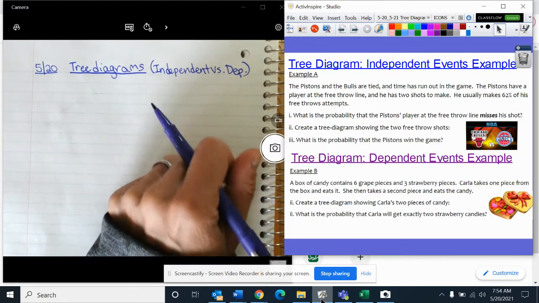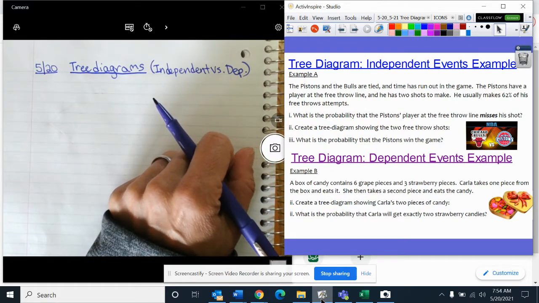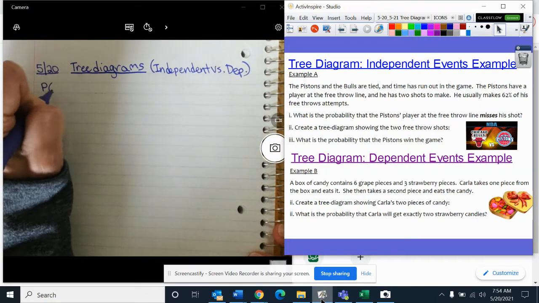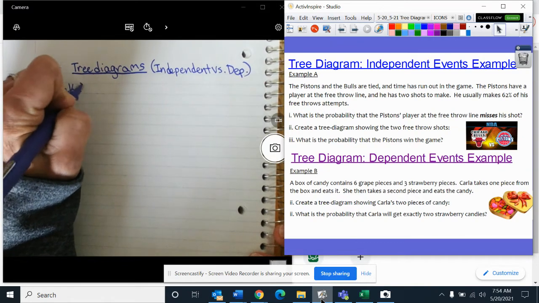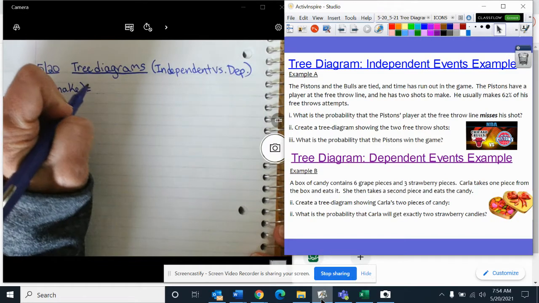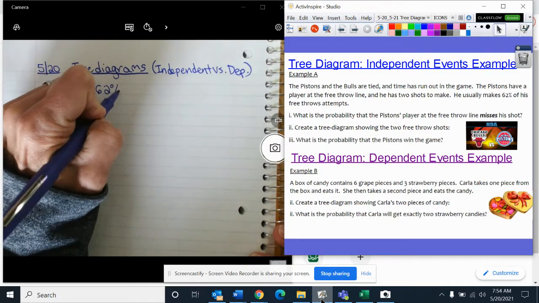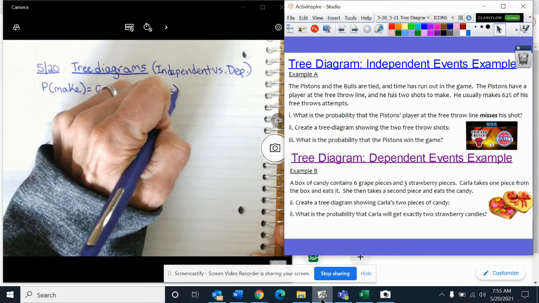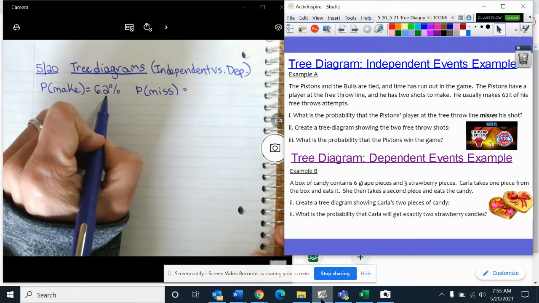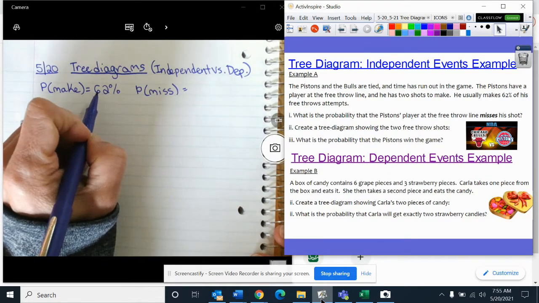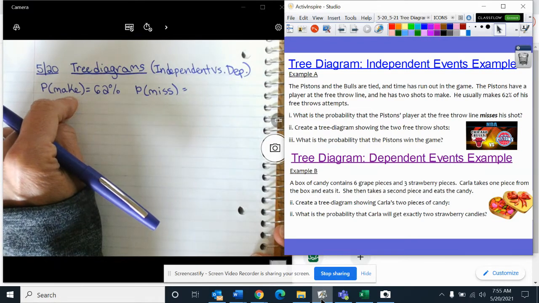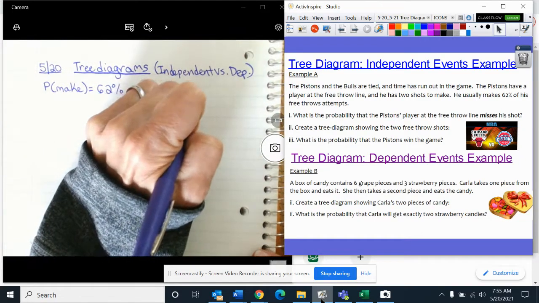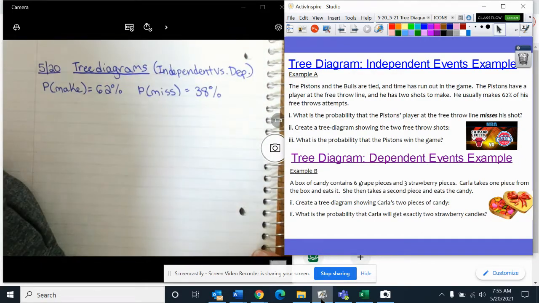The Pistons have a player at the free throw line, and he has 2 shots to make. He usually makes it. So the probability of making the basket, making that free throw, would be 62%. But then the probability of missing would be the other part of 100%. We have to assume that the player either makes it or misses it 100% of the time, one of the two. So they have a 38% chance of missing it.